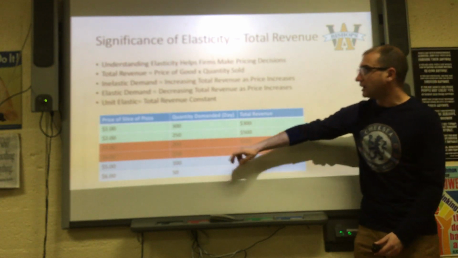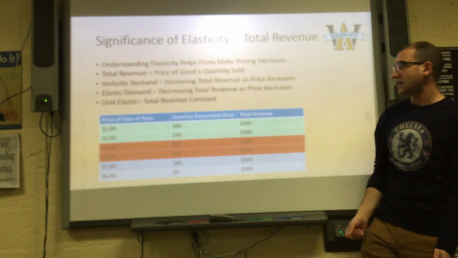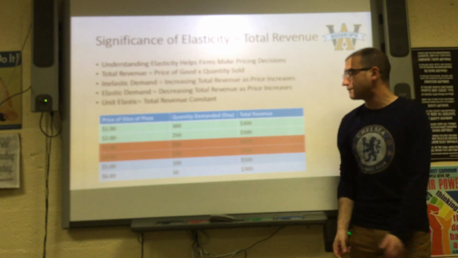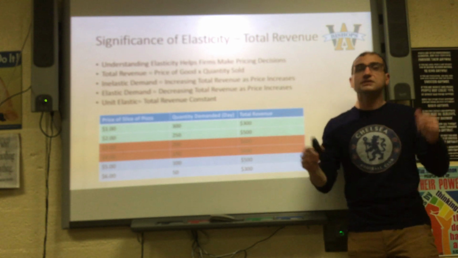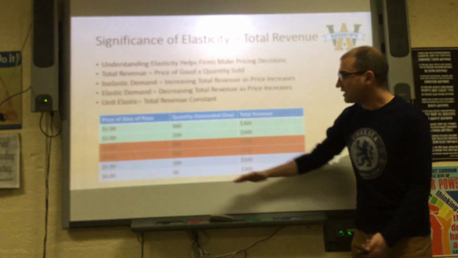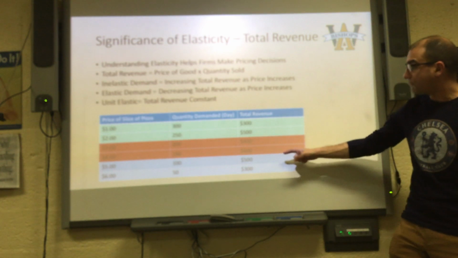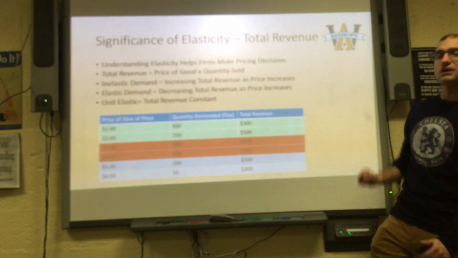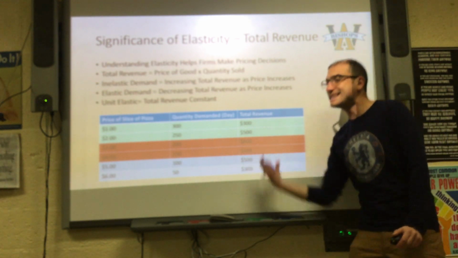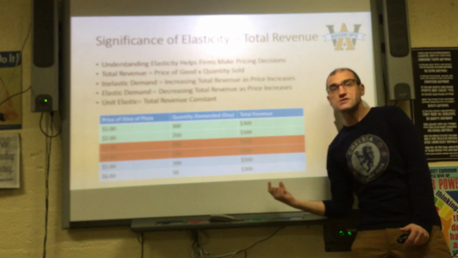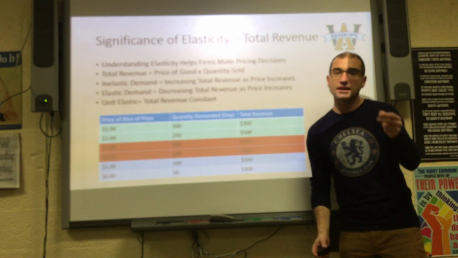When I go from $3 to $4 and my quantity differs by 50 again, 200 to 150, in both circumstances, 3 times 200, 4 times 150, I have $600 in total revenue. No change, unit elasticity. Last one here, from $5 to $6, I go from 100 to 50, or from $500 back down to $300 in total revenue when you do the math. Here now my total revenue is decreasing, or my marginal revenue is negative. In that circumstance, I have elastic demand.